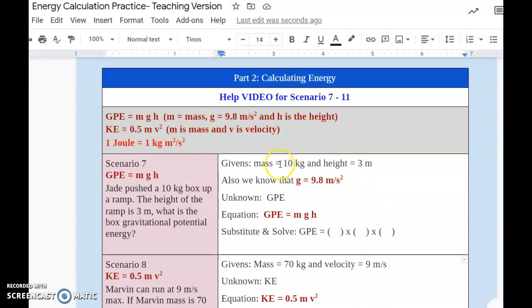So for example, here we have the mass and the height. We know G is 9.8, and we're looking for GPE. So we find the equation with GPE by itself, and in this case, it's already given to us as GPE. So all we have to do is plug it in. You take the mass and you put it in here. You take G and you put it in the next space, and then you take the height and you put it in the last space, and you just have to multiply it out without any worry.